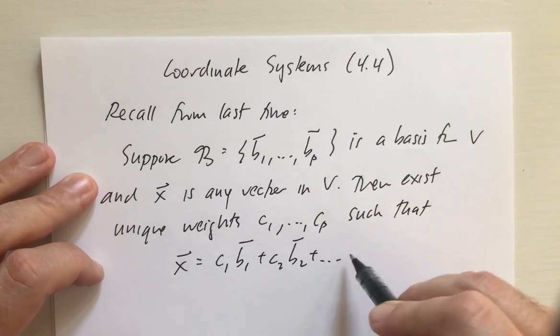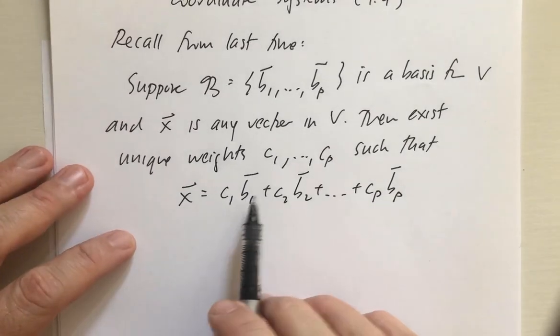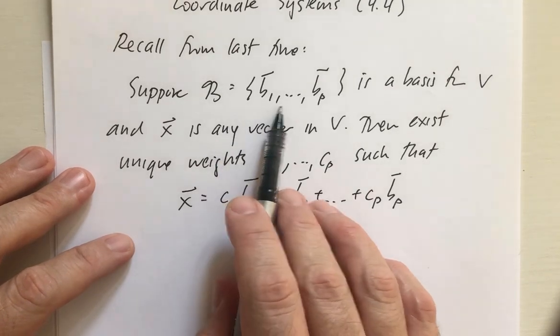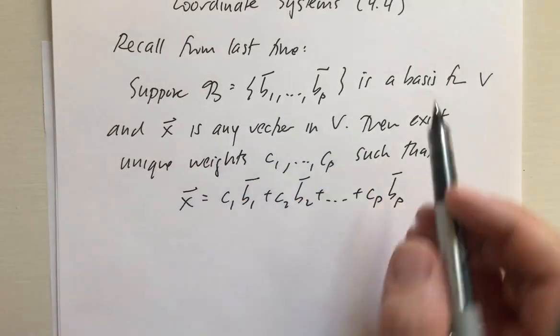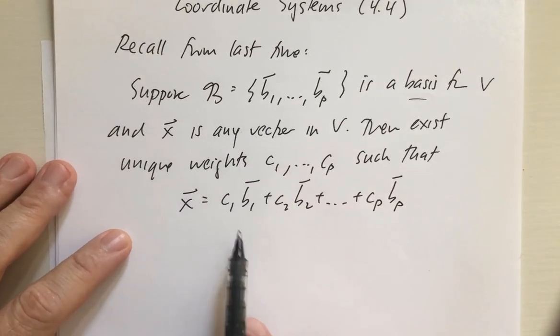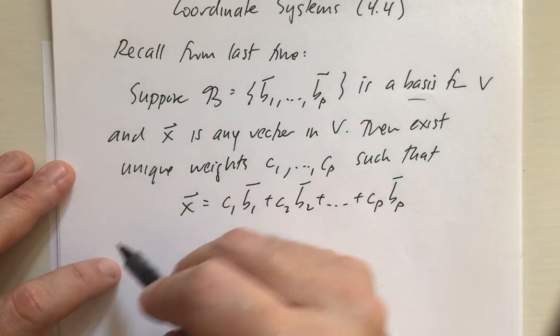All right, so we proved this last time. We knew that there was going to be some way to write the vector X as a linear combination because this is a spanning set, right? When you have a basis, that's always a spanning set. And then the fact that it's a linearly independent set implies that this is a unique way to write it. Okay, so this leads to a definition.